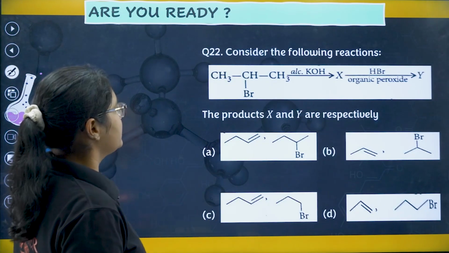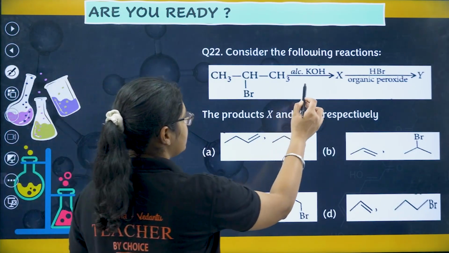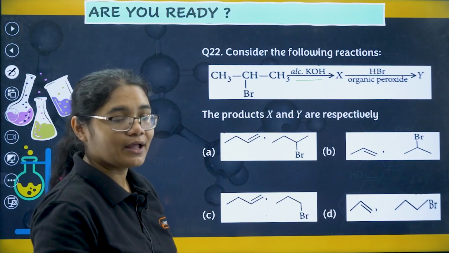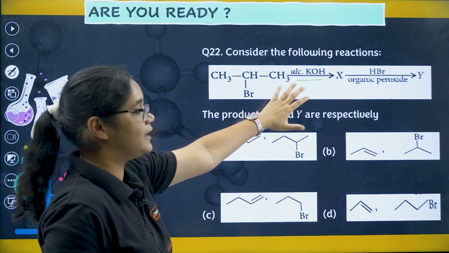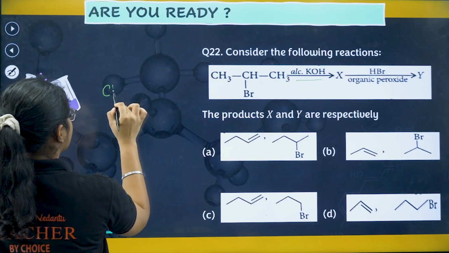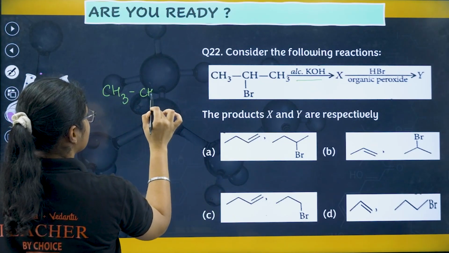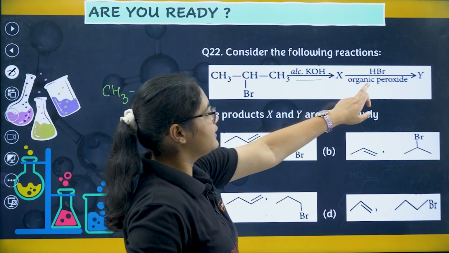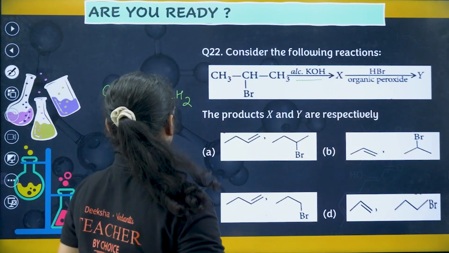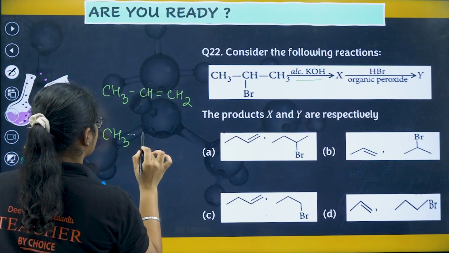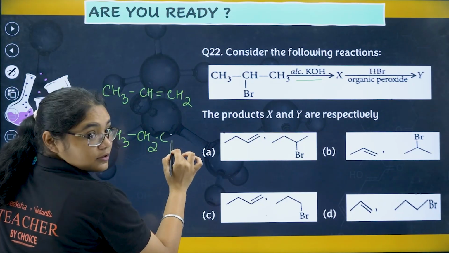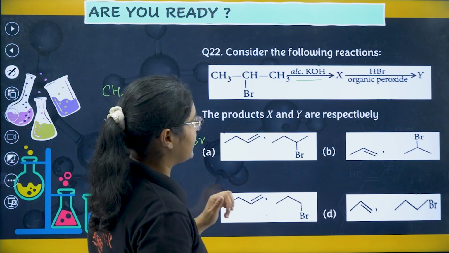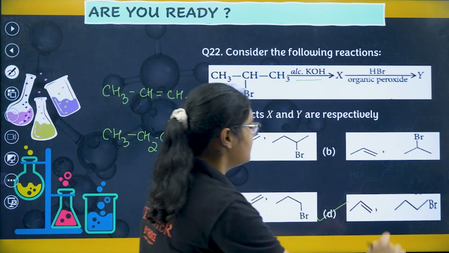Next, consider the following reactions. Again, here you have alcoholic KOH. This is a reagent which does elimination. Dehydrohalogenation takes place in the presence of alcoholic KOH. So you will get propene here, and then when you treat it with HBr and peroxide, what will happen? You will get CH3, CH2, CH2 and Br. So the final product that we will get here will be option D.